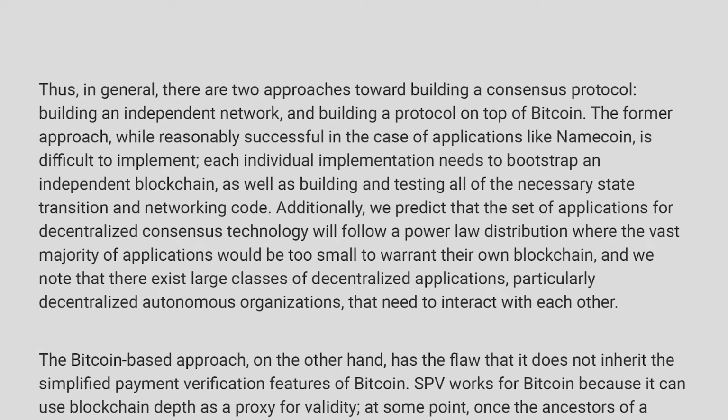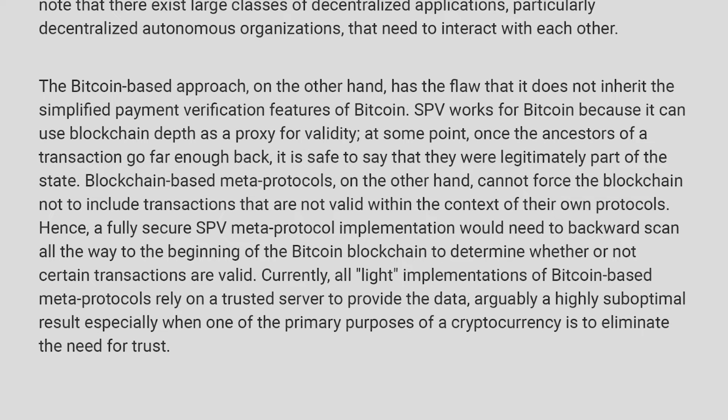Thus, in general, there are two approaches towards building a consensus protocol: building an independent network and building a protocol on top of Bitcoin. The former approach, while reasonably successful in the case of applications like Namecoin, is difficult to implement. Each individual implementation needs to bootstrap an independent blockchain, as well as building and testing all of the necessary state transition and networking code. Additionally, we predict that the set of applications for decentralized consensus technology will follow a power law distribution where the vast majority of applications would be too small to warrant their own blockchain. And we note that there exist large classes of decentralized applications, particularly decentralized autonomous organizations, that need to interact with each other. The Bitcoin-based approach, on the other hand, has the flaw that it does not inherit the simplified payment verification features of Bitcoin. SPV works for Bitcoin because it can use blockchain depth as a proxy for validity.